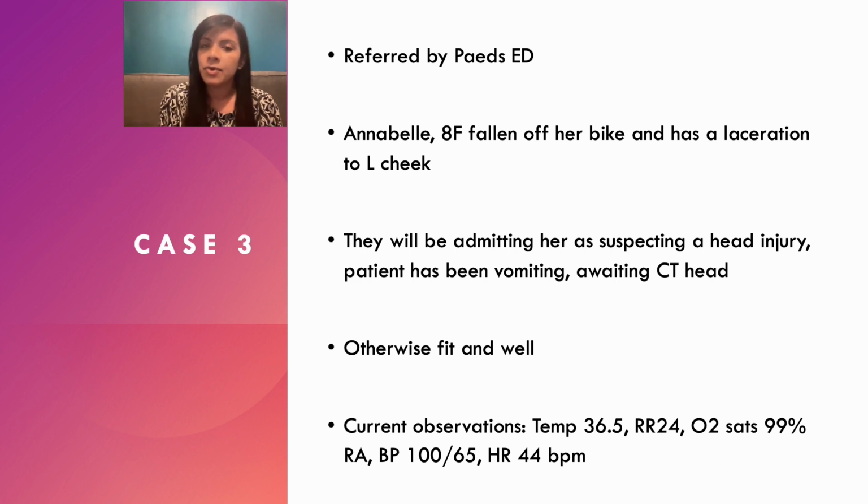Now, 8-year-olds have slightly different observations, like a normal range, to what adults do. So again, all of these are input onto a system that will tell you whether or not they are normal. But the main thing that I can tell you that is abnormal is her heart rate. Usually at that age, their heart rate has a higher normal range than what an adult would do. So that is quite low.